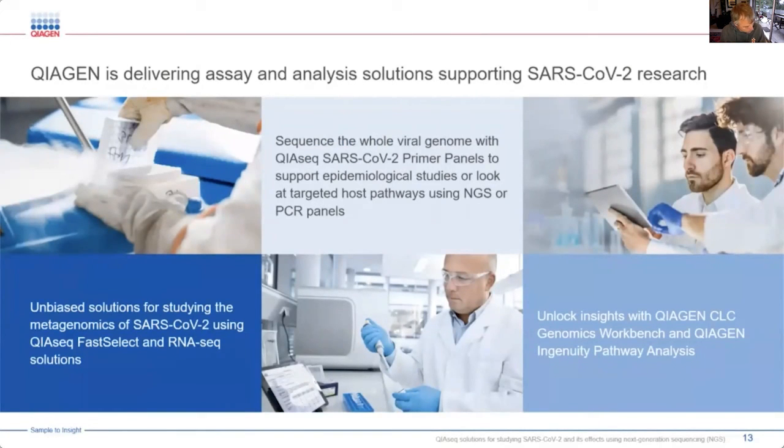So finally, QIAGEN is delivering assay and analysis solutions to support SARS-CoV-2 research. Whether you're looking to do unbiased testing, you can use QIAseq FastSelect and our host of RNA sequencing solutions. If you're looking to target specific things like the whole viral genome, you can look at the QIAseq SARS-CoV-2 primer panel. You can also look at targeting the host pathways, using next-gen sequencing and also PCR to test these pathways. And finally, all of this data provides you with the ability to now use QIAGEN digital insight solutions, such as QIAGEN CLC Genomics Workbench or QIAGEN Ingenuity Pathway Analysis.